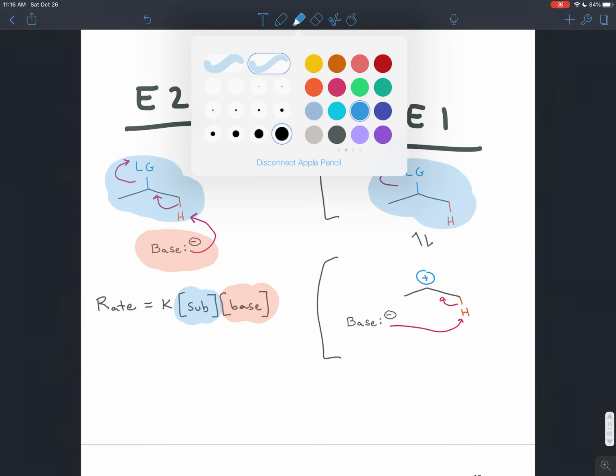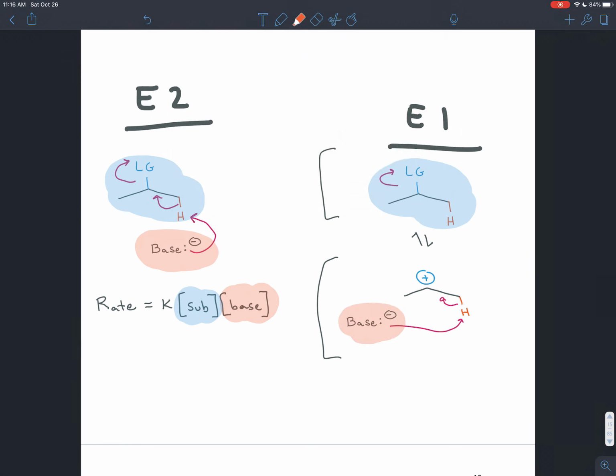If you add more base, it would speed up the second step. So instead of 100 trillionths of a second, it might be 10 trillionths of a second. But you'll still have to wait that full 15 minutes for the first step. And so the rate overall is really the same. Effectively the same. It's defined by that first rate limiting step.